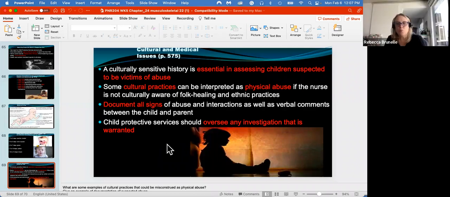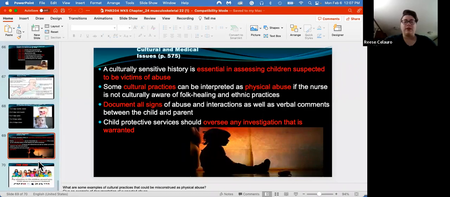Yeah. So you always have to be on the lookout. It's weird when you see a bunch of marks on the back, so you need to ask, right? You need to be aware of the fact that sometimes there are health practices that can leave marks on the skin, and that's not necessarily abuse, but you still need to be aware of it and follow up on it.